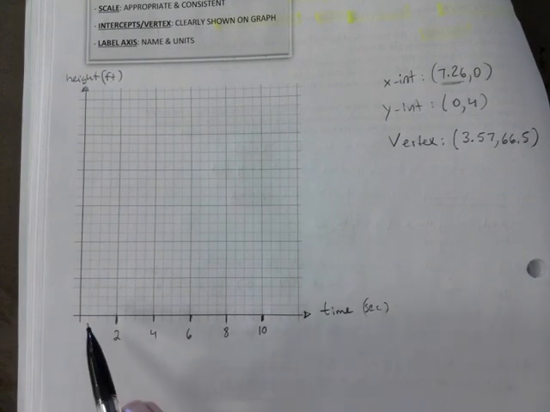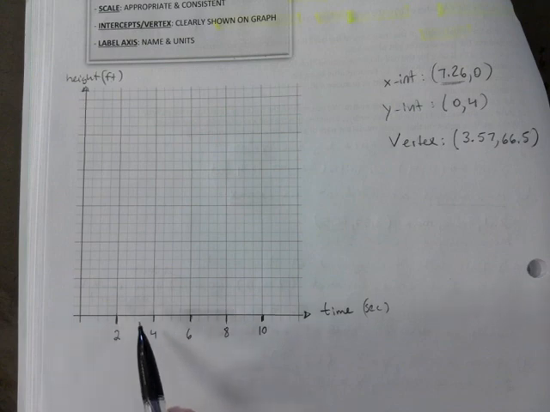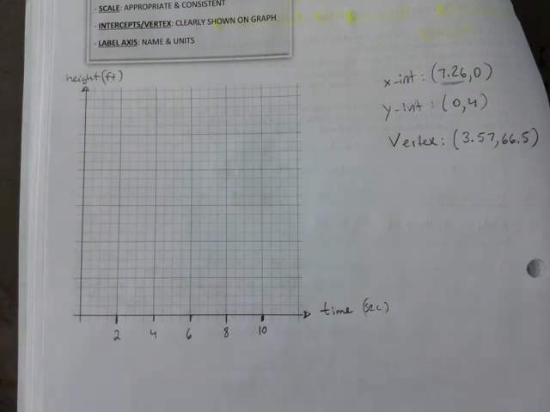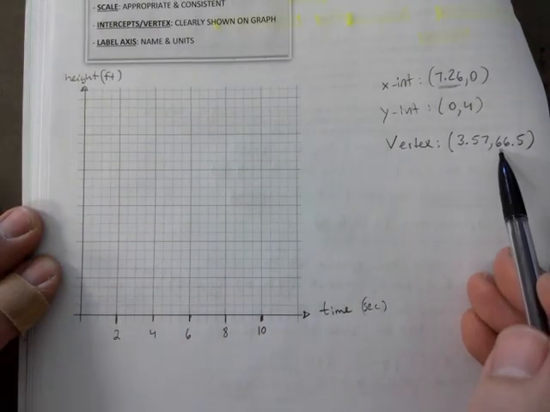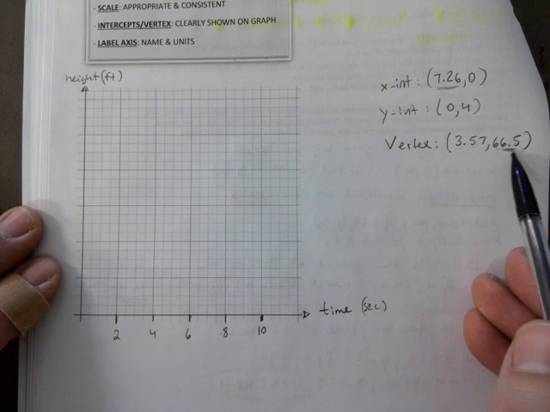I don't want to see 1, 4, 6, right? If I see inconsistency, you lose a full mark. So go up by the same amount, same gap. For my y values, I need to make sure the vertex fits in. That's 66.5, right? So I'm going to go to 70 or 80, something like that.